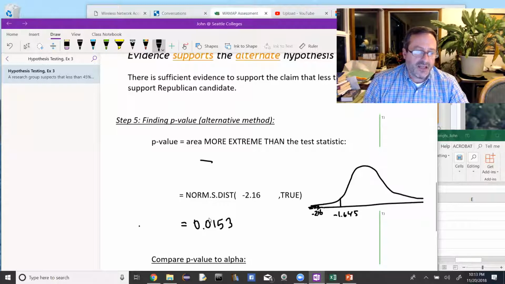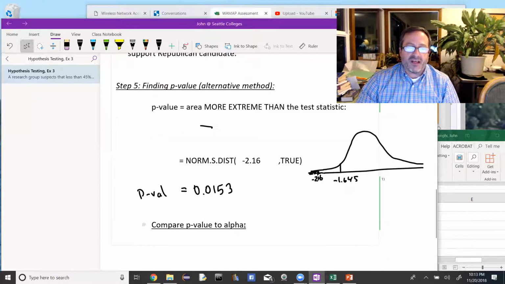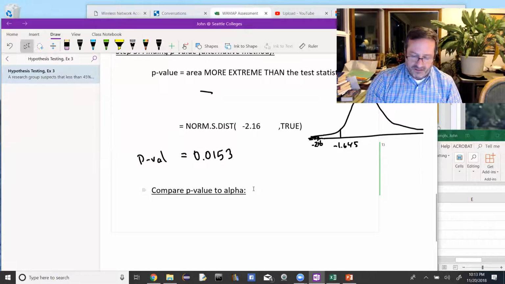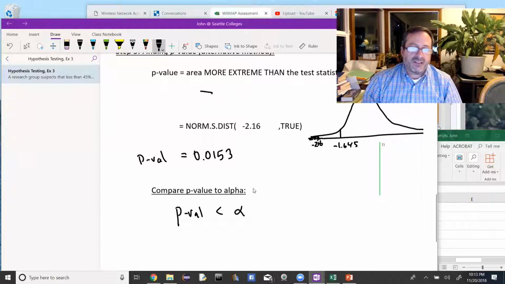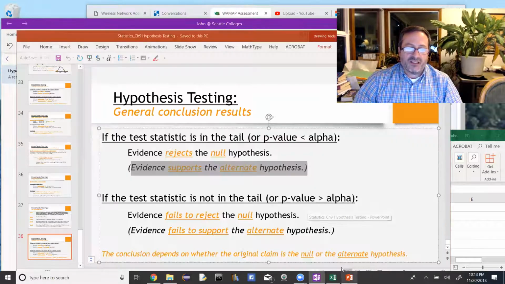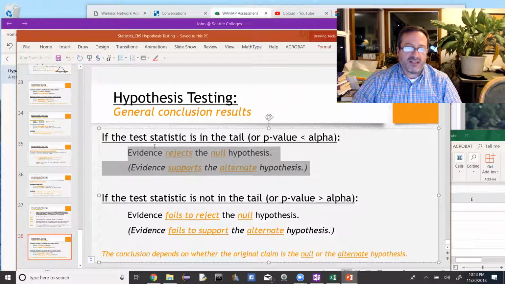0.0153. That's my p-value. And then we're asking if that's bigger or smaller than alpha. So alpha was 0.05. So in this case, that p-value is less than alpha. And just so we can look back at our PowerPoint for a second, when the p-value is less than alpha, that's up here. So those same conclusions we already got. This is just an alternative way to get the answer.